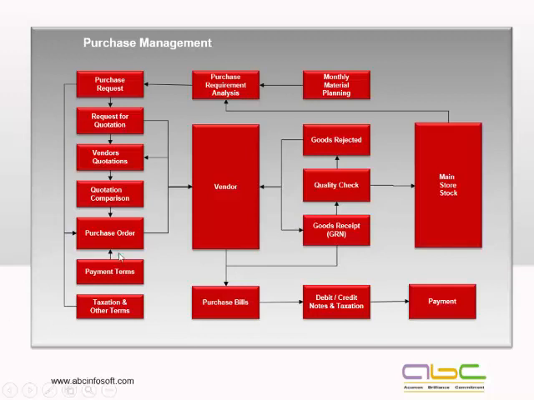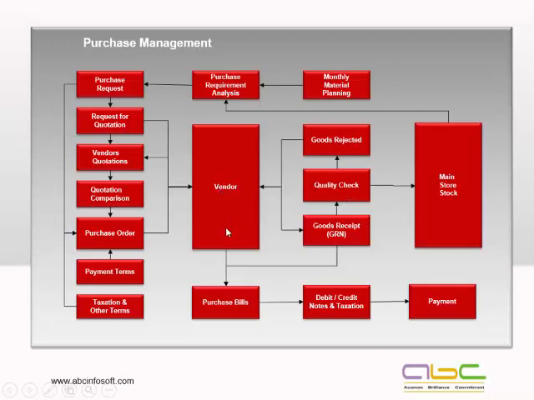In the comparison itself, you can find out what is my minimum rate for each item against each vendor. Once a PO is generated, it will have all those terms: payment terms, taxation, freight and other terms. PO is given to the vendor, we receive the material, a GRN is generated, and there is a process of quality check for each item. Once it is approved, the stock would be updated.